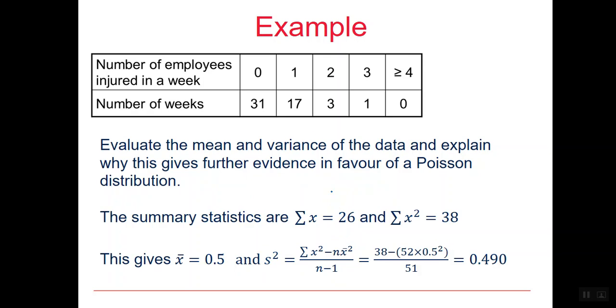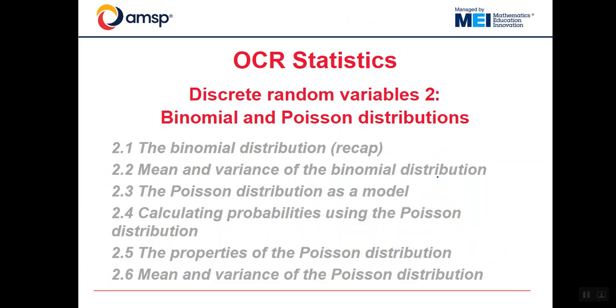So here is this written out neatly again. And notice that the mean is 0.5 and the variance is 0.49. So these are very close to each other. We can say that the mean is approximately equal to the variance, and therefore this is another reason why the Poisson distribution is a good model in this case. This was the final video 2.6, mean and variance of the Poisson distribution.